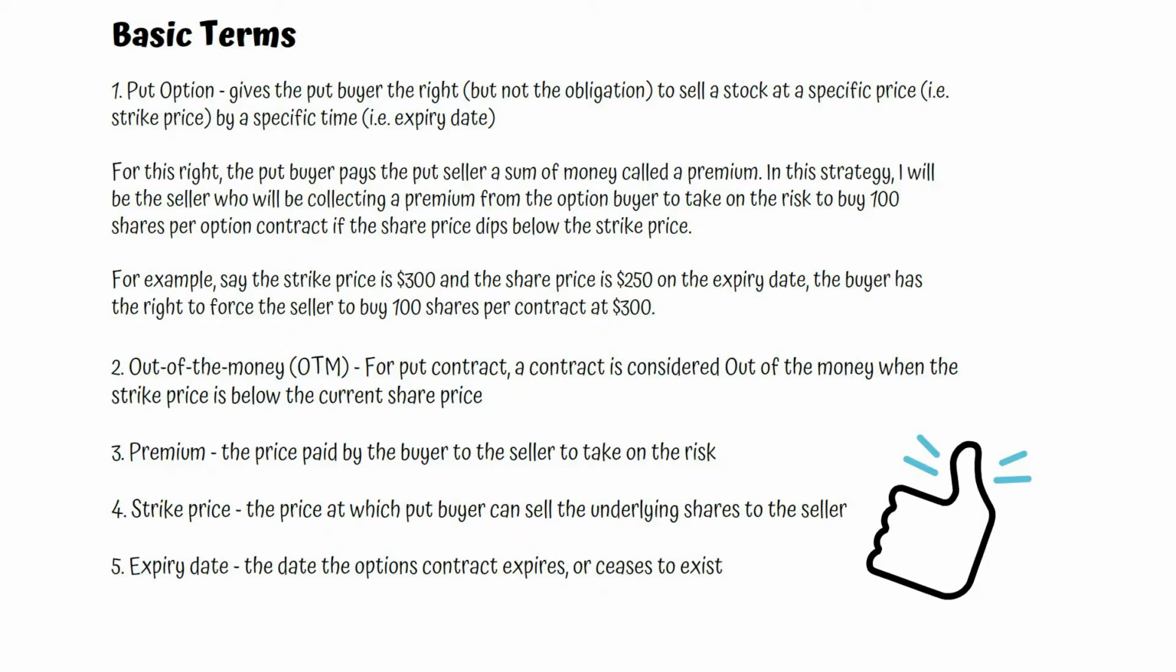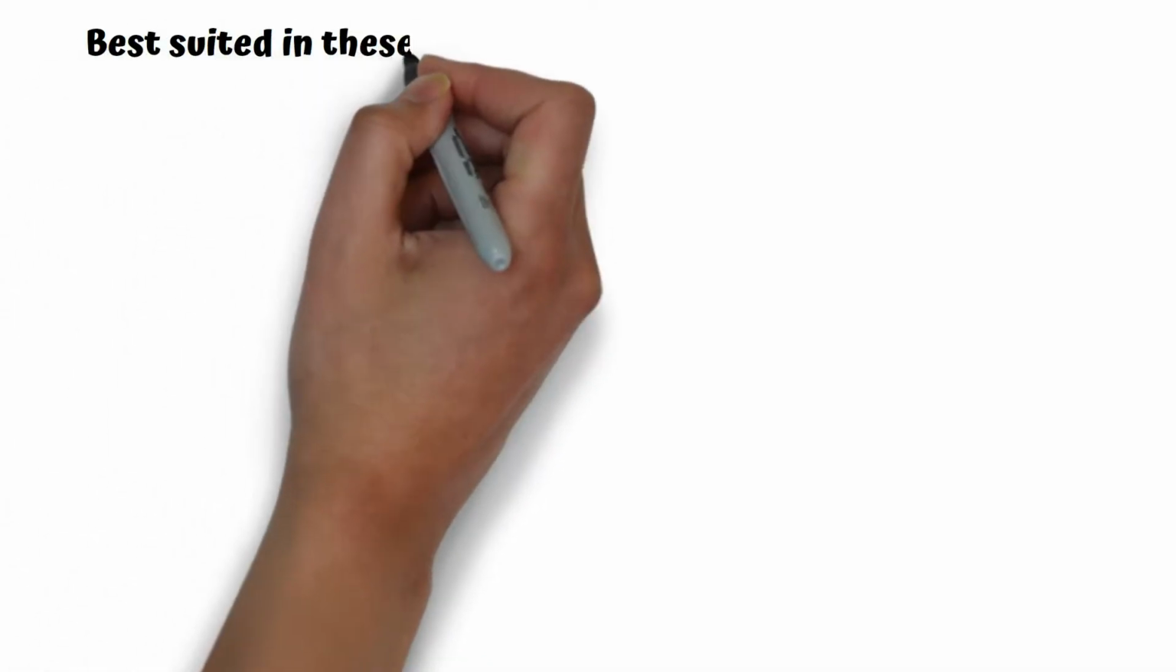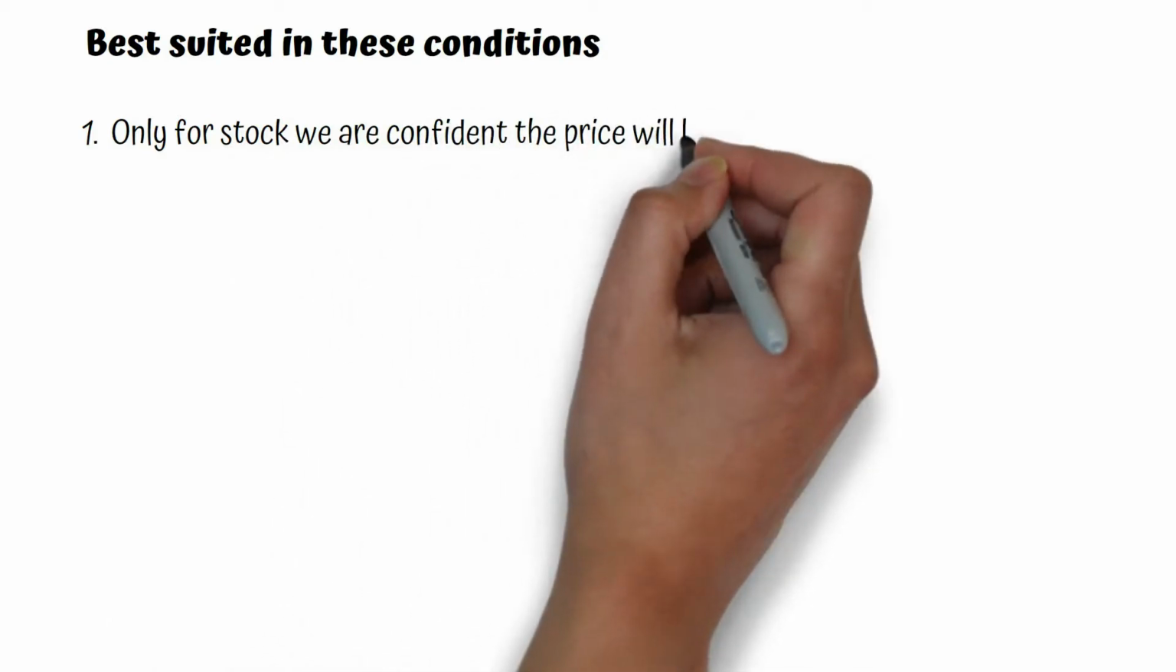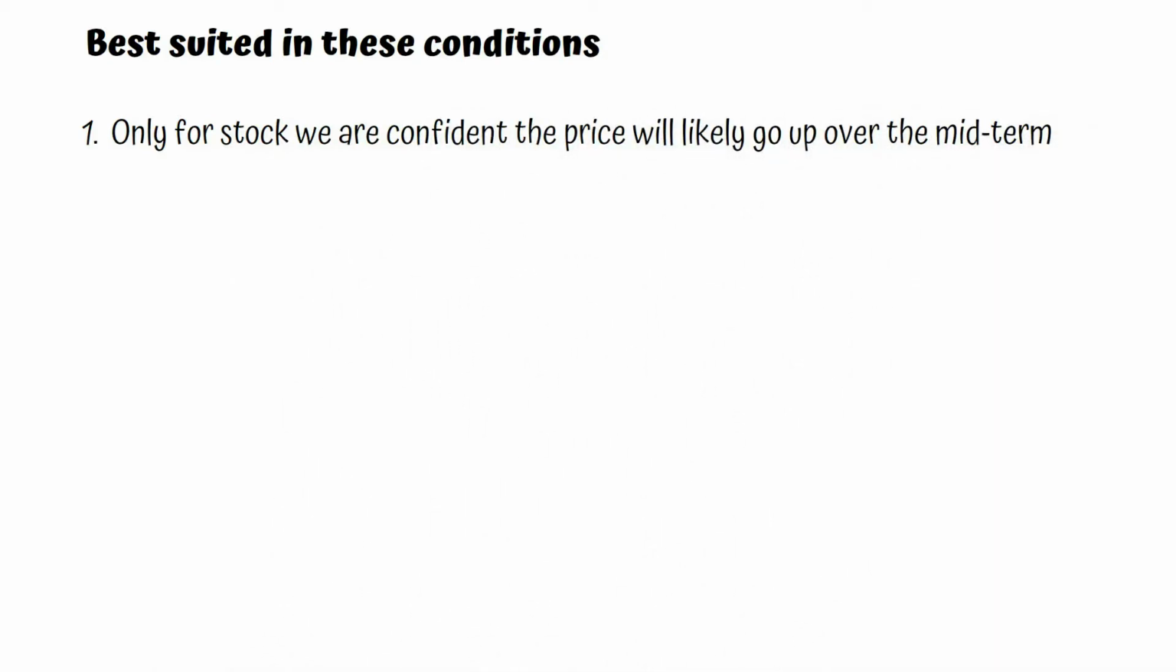In my opinion, the sell put strategy is best suited for investors in these conditions. First, only for stock we are confident the price will likely go up over the midterm. This is a bullish strategy, and it will only work with stock which you believe its share price will likely go up. It is critical to do the necessary homework and research into a company whose revenue, income, earnings per share and free cash flow can increase in a sustainable way. In my opinion, I believe only Tesla can fit these conditions. You can also check out my earlier video on my Tesla analysis.